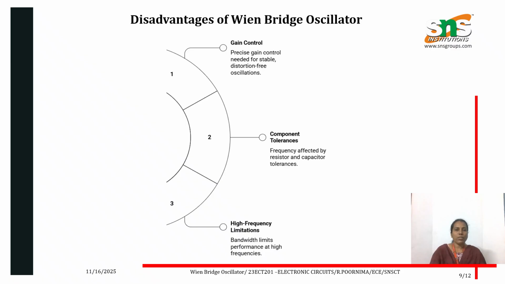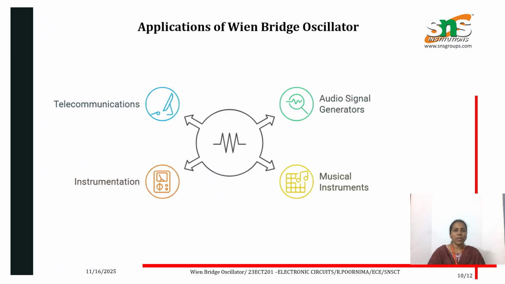And the disadvantages are gain control. Precise gain control is needed for stable distortion free oscillation, and also component tolerances, where frequency is affected by resistor and capacitor tolerances, and high frequency limitations. And applications of Wien Bridge oscillator: it is used for audio signal generators and musical instrumentation, for testing and measuring equipments, and also telecommunication in the transmitter circuits.